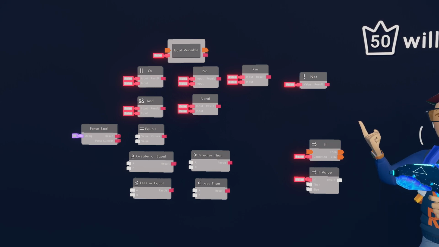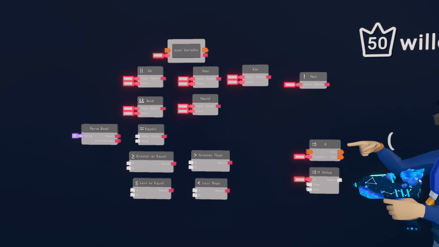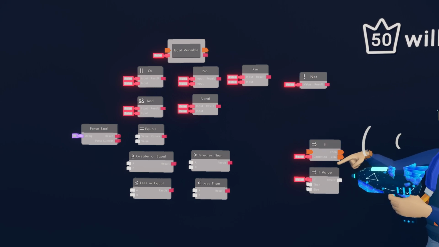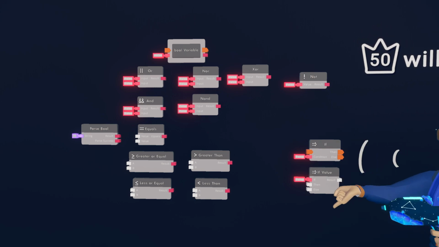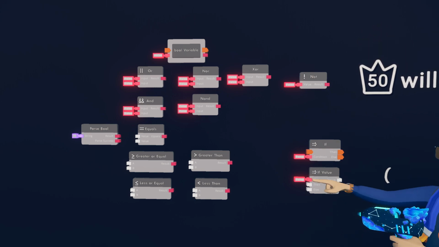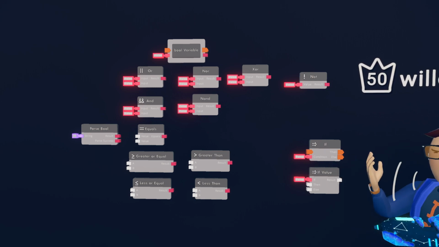So that's like if you want to do something, like if the condition is true, do this thing I have hooked up to the then port. Otherwise, run the else chain of execution. If value is similar in that it branches based on the condition, but we're not using executions. We're going to return values.